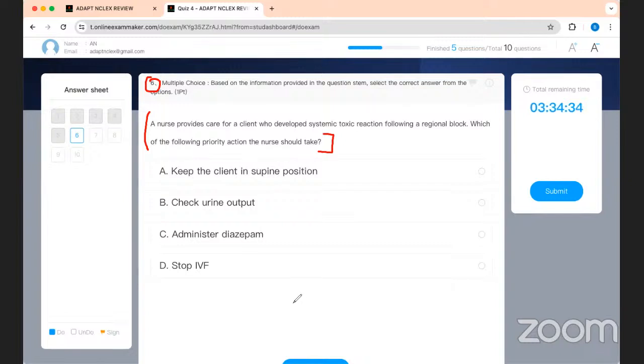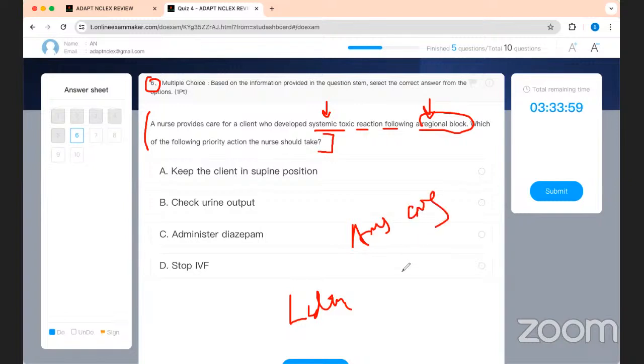This is the same question we saw on lidocaine. If you look at it, I said regional block is lidocaine, local anesthesia. And I said the patient has developed a systemic toxic reaction. It's the same thing as local anesthesia toxicity. Therefore, what would you do? Keep the patient in a supine position, check their urine output, give them diazepam, or stop the IV fluid. I told you the number 1 is their airway, because of their central nervous system and then the cardiovascular system.